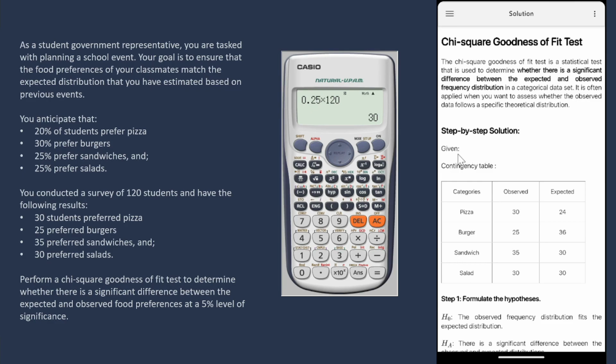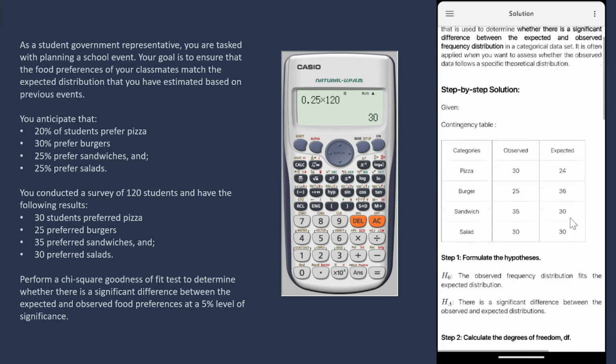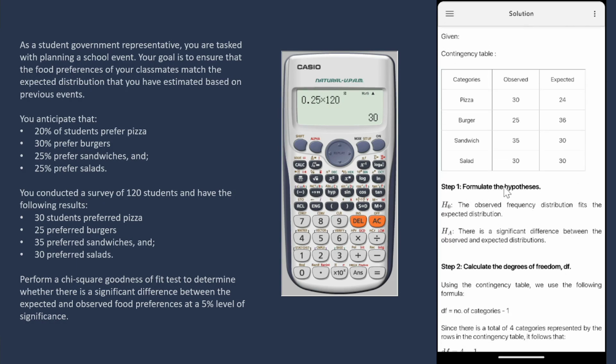So for the solution, we are given the contingency table that we have filled up a while ago. And then for step 1, we formulate the hypothesis. For the null hypothesis, the observed frequency distribution fits the expected distribution. And for the alternative hypothesis, there is a significant difference between the observed and the expected distributions.